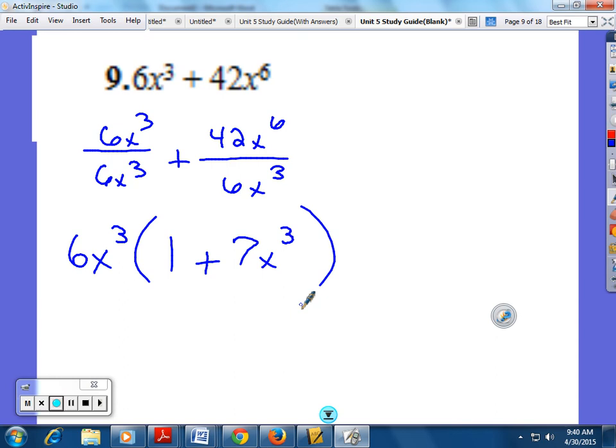I multiply it out to see if it's right. 6x to the 3rd times 1 is 6x to the 3rd. 7 times 6 is 42. x to the 3rd times x to the 3rd is x to the 6th. So I know my answer is correct.